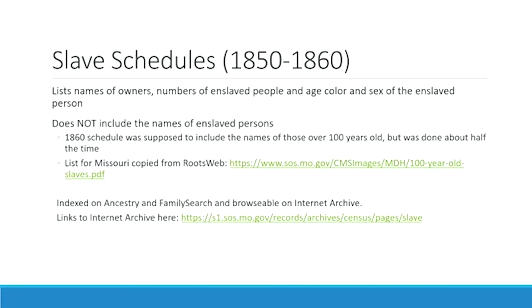On our website, we do actually have a list for all the named slaves from Missouri who are over 100 years old. We took the list from RootsWeb and typed it up. It is available on our website. The slave schedules are indexed on both Ancestry and Family Search, and they are already browsable on Internet Archive. We have links to the Internet Archive browsable pages on our website since they're not behind any login or paywall. We do plan to digitize the slave schedules and index them ourselves as well to add them to the database in the future.